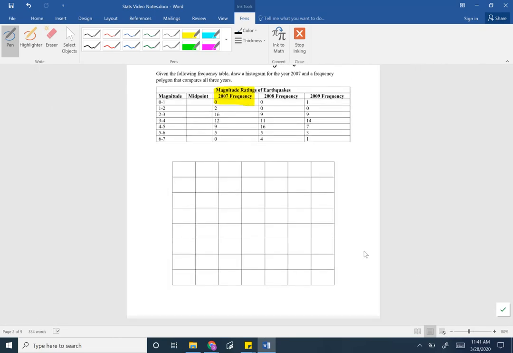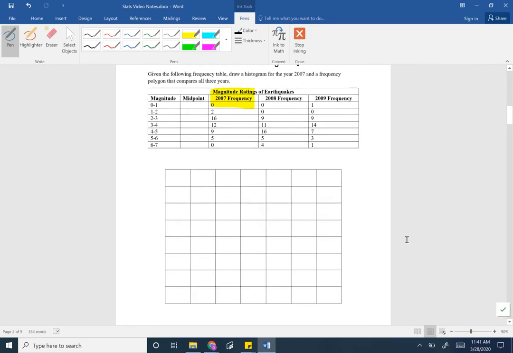So below what I have here is just a chart. When we go to draw a histogram, first, there's always those classic things that we need. We need a title. Well, the title is already given to us when it comes to our frequency table. So I'm just going to leave the same title. So this is going to be magnitude ratings of earthquakes. Ideally, we'd probably want that to be more in the center and looking a little bit nicer, but we're also going to say that this is just 2007.